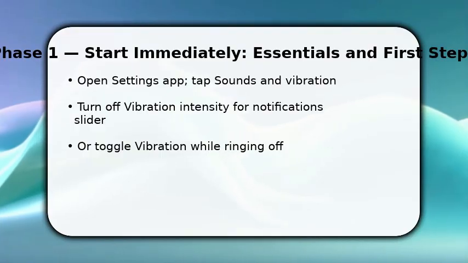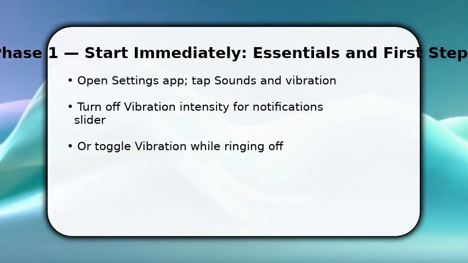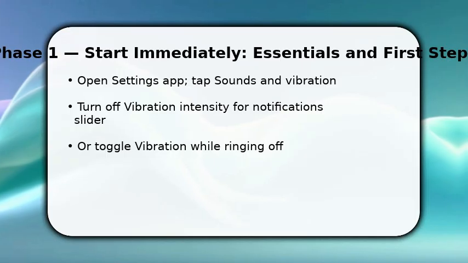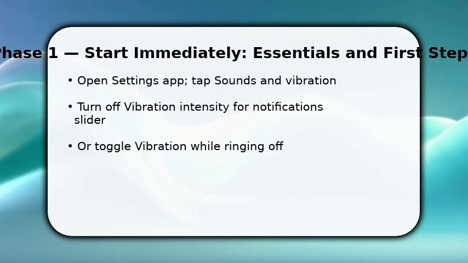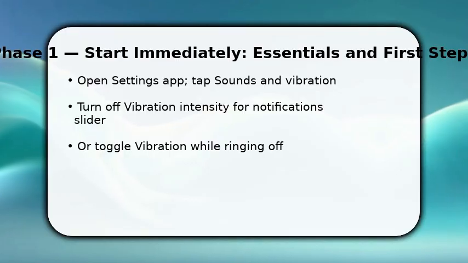First, open Settings and tap Sounds and Vibration. This is where system vibration lives. Once there, lower vibration intensity for notifications to 0 or toggle vibration while ringing off to stop general buzz.